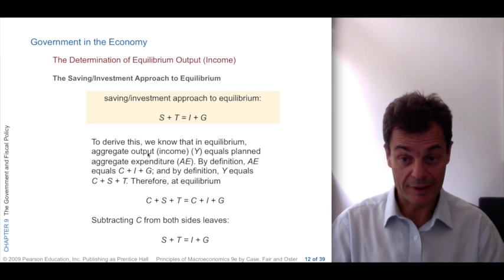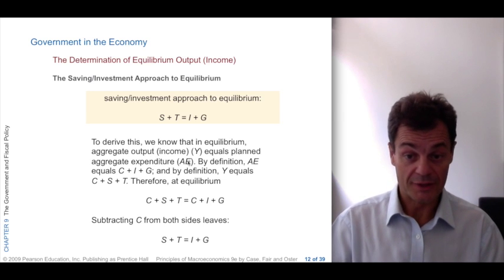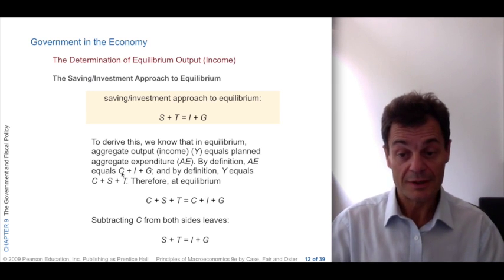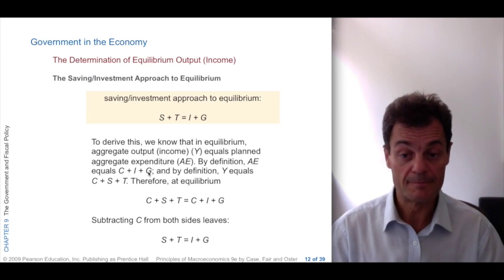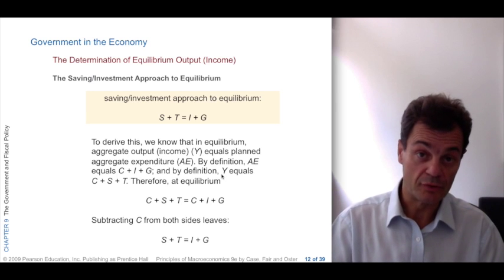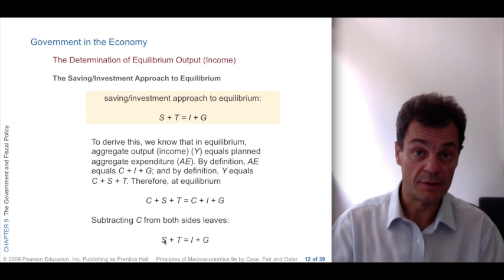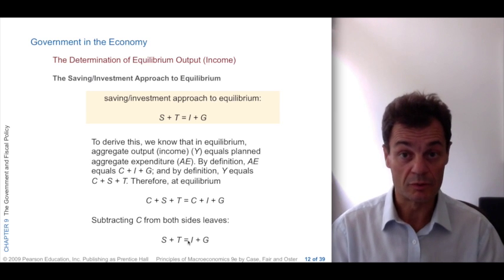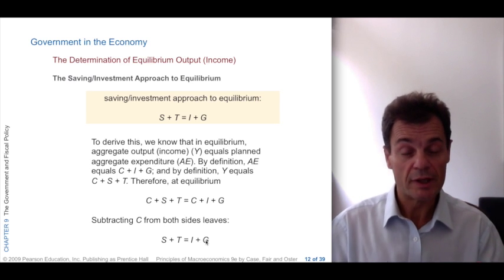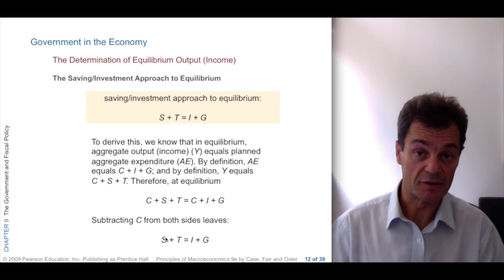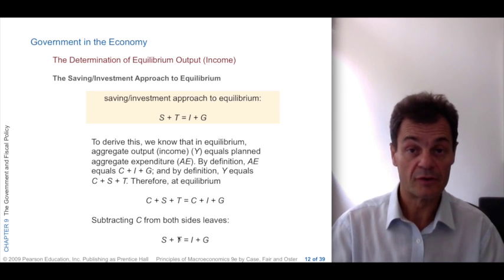We know that aggregate output or income, Y, equals aggregate expenditures. We know that when the government intervenes, aggregate expenditures is now consumption plus investment plus government spending. And since aggregate output or income, Y, is also equal to consumption plus savings plus taxes, we have that equality between these two expressions, which can then be derived as savings plus taxes equals investment plus government spending. You can roughly interpret it as investments are funded by savings from the private sector, and the government spending is funded by the taxes that the government collects.